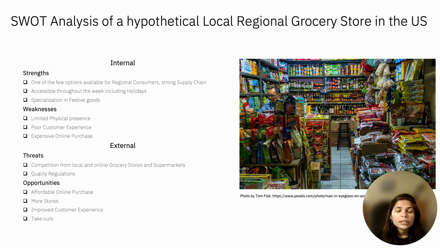Again, finally, since there are specific regional foods, if the store can offer some takeouts of delicacies and regional cuisines, that can again get a lot of traction from that regional consumer base.